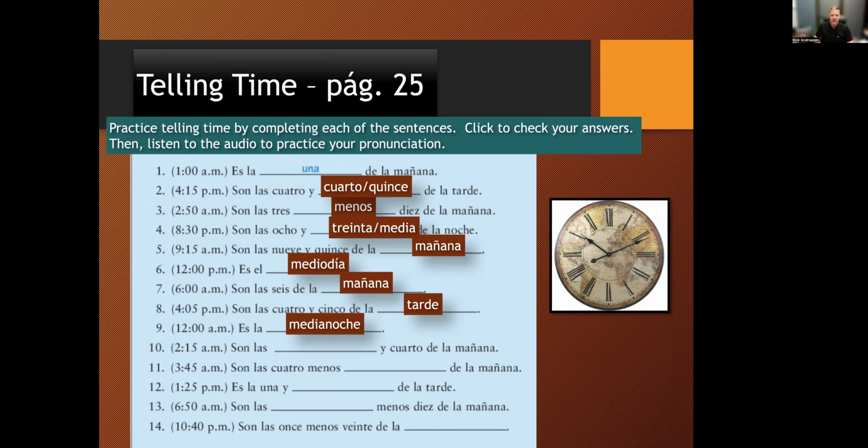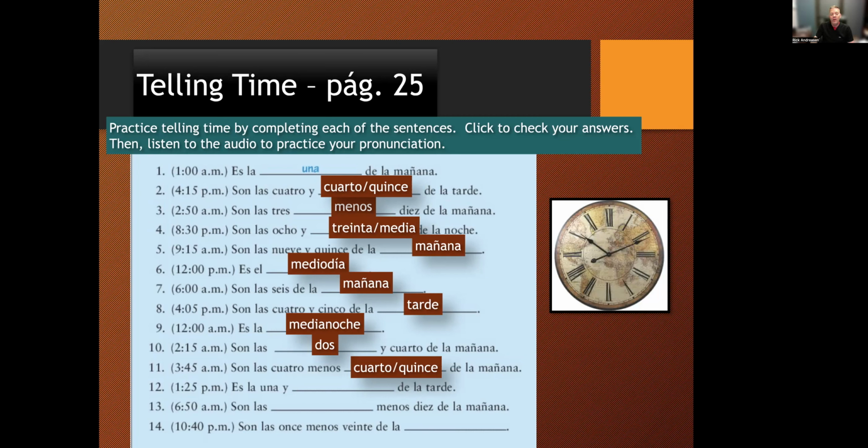Muy bien. Número 10, 2:15 a.m. Son las 2:15 de la mañana. Clase, repitan, son las 2:15 de la mañana. Número 11, 3:45 a.m. Son las 4:15 de la mañana. Clase, repitan, son las 4:15 de la mañana.